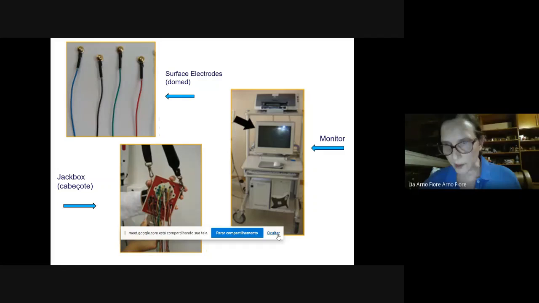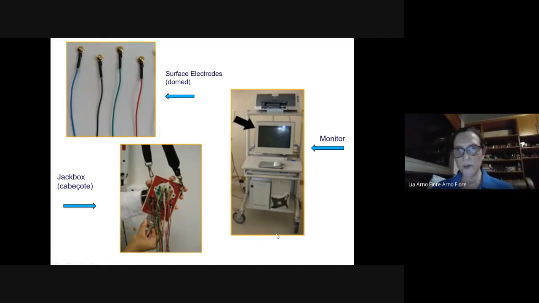Very good. So what you use are these surface electrodes, right? They are convex. They have like a dome, like an abóboda. And then on the other side, you have the jackbox, which we call a cabeçote, where you're going to put the electrodes that correspond to each area of the brain. And all this goes to a monitor.